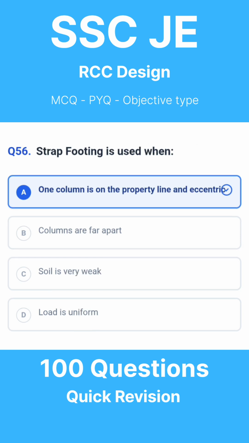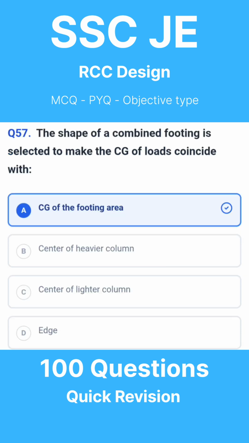Question 56. Strap footing is used when. The correct answer is one column is on the property line and eccentric. Question 57. The shape of a combined footing is selected to make the CG of loads coincide with. The correct answer is CG of the footing area.